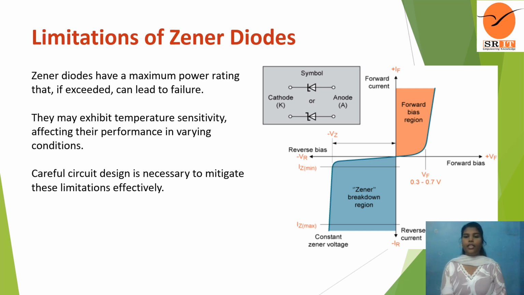And here we see the graph plotted between the XY axes, with the symbol, cathode, anode, forward current, reverse current, and constant Zener voltage. In this region, we observe the Zener breakdown voltage.